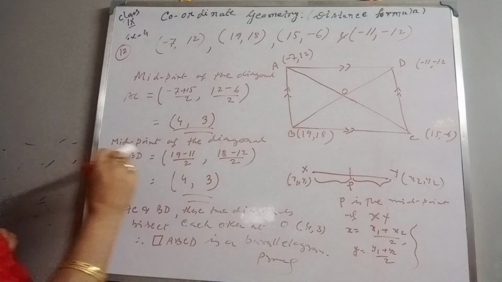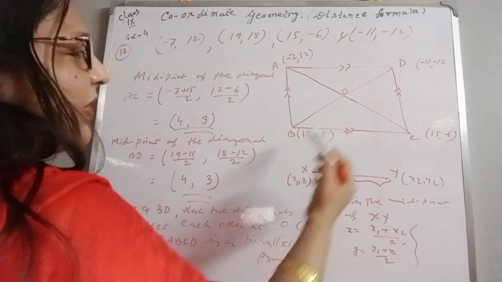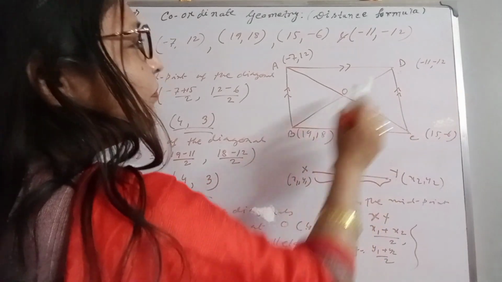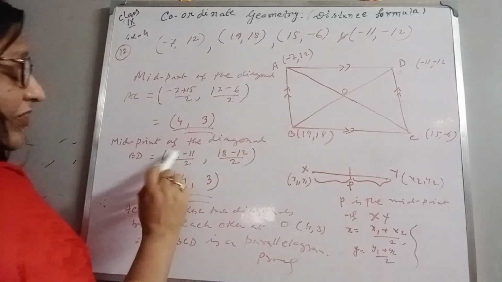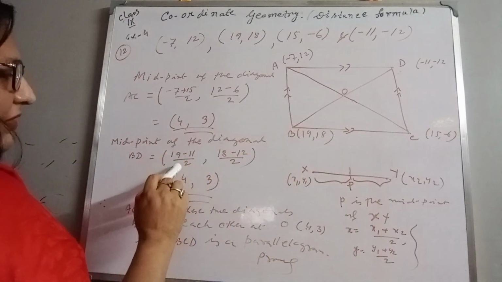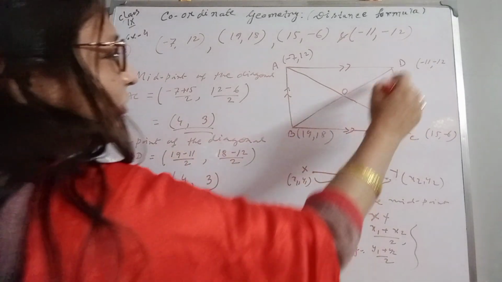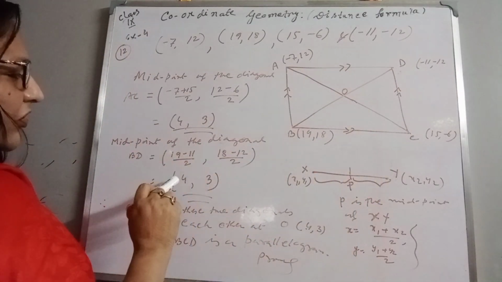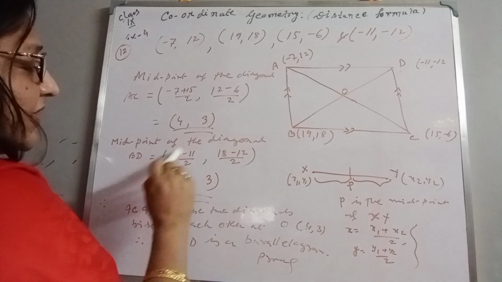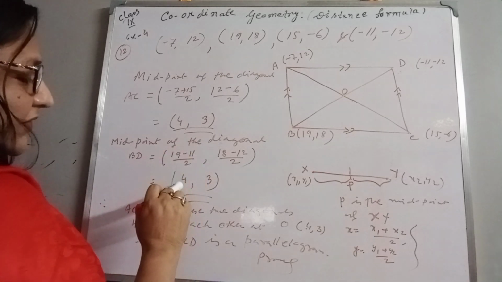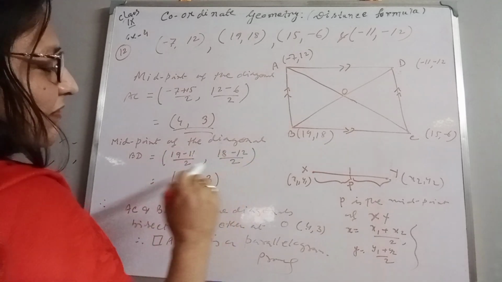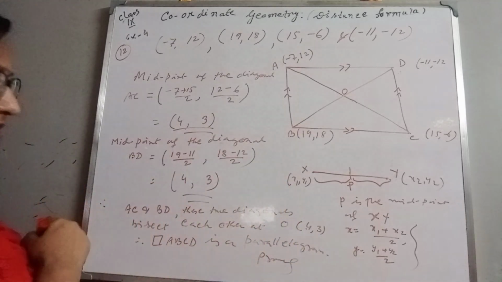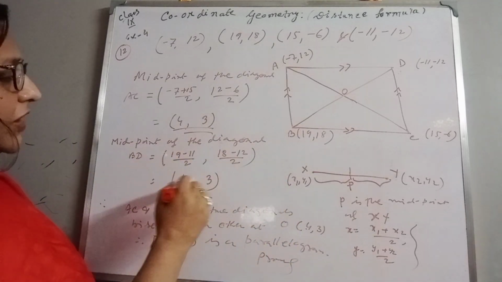Now the midpoint of the diagonal BD, in the same way, x1 plus x2 by 2, y1 plus y2 by 2. So 19 plus minus 11, plus and minus gives minus, so 19 minus 11 by 2. And here 18 plus minus 12, so 18 minus 12 by 2. 19 minus 11 is 8. 8 by 2 gives us 4. 18 minus 12 equals 6, so 6 by 2 equals 3. So again we get (4, 3).